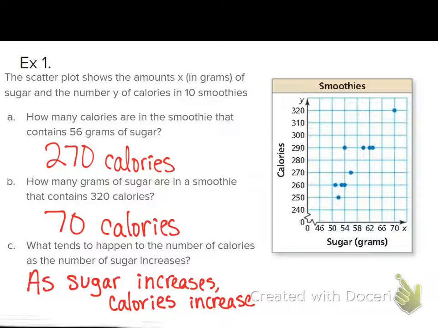So you will be asked at times to interpret the relationship that is shown on a scatter plot. Usually it starts off by saying, as this increases, then this either increases or decreases. Or as this decreases, then the other one increases or decreases.